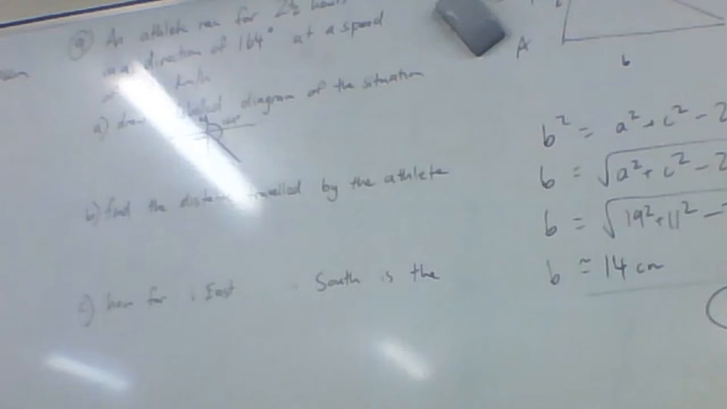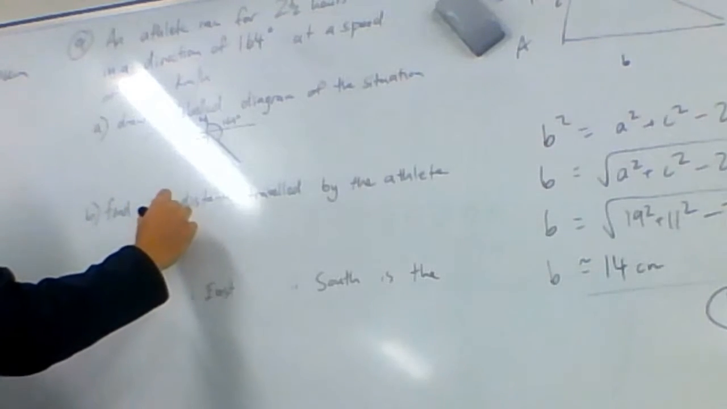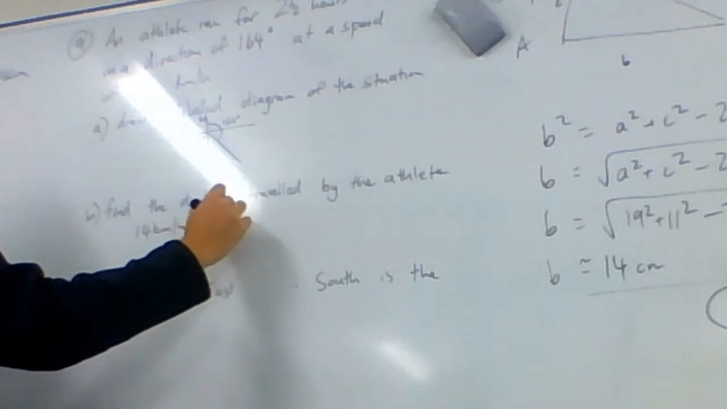Find the distance travelled by the athlete. How do we know how far they've gone? What information do I have in the question that I can use? Yes? Well, he's running at 14 kilometres per hour and you have 2.5 hours, which it was judged at. So from the start to the end.